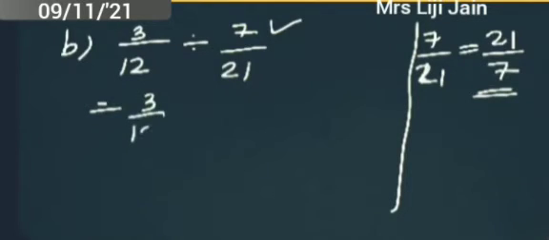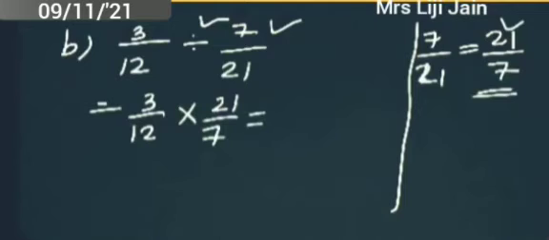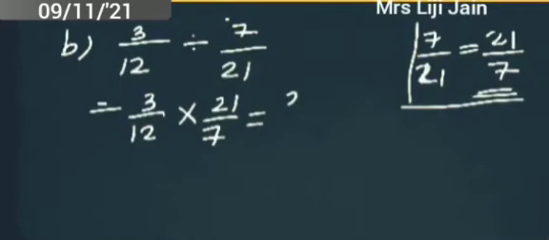21 by 7. Okay. So what has to be done here? 3 by 12 has to be written as it is, and division has to be converted to multiplication, and write the reciprocal of the denominator fraction. What is it? Yes, 21 by 7. Okay. Now we can apply the rule for multiplying two fractions. What is the rule for multiplying two fractions? Yes, product of the numerators by product of the denominators. That means 3 into 21 by 12 into 7.